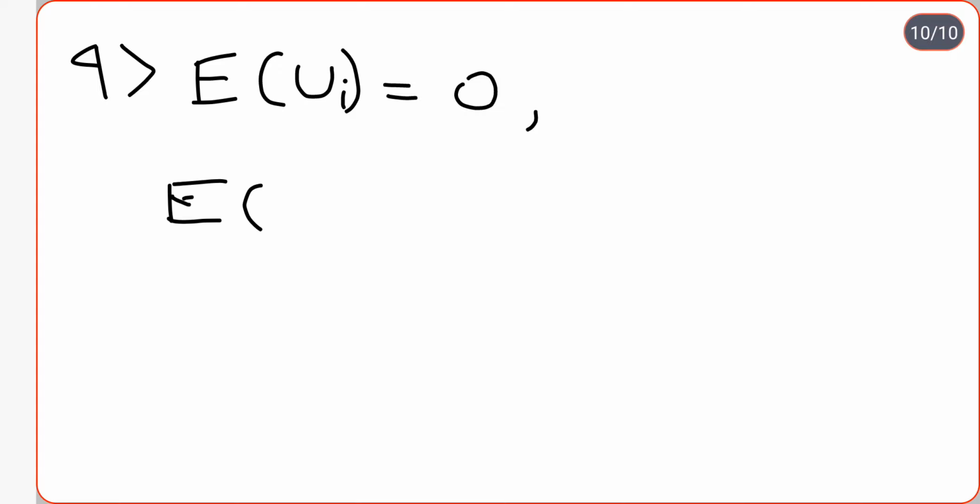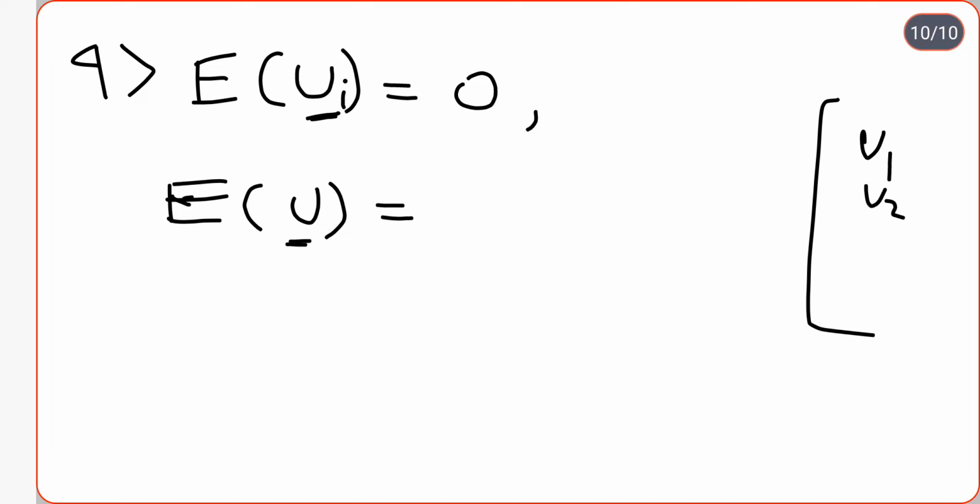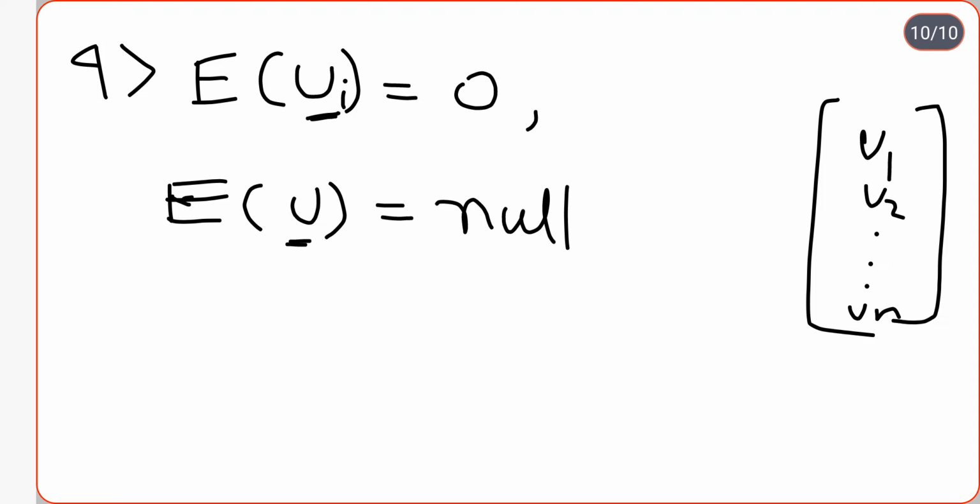But expectation of u, here this u is not an error term only, it is the vector of the error terms. U is nothing but u1, u2, and it goes up to un. So it is the vector of error terms, right? So expectation of u is basically null here. It is not like a single 0, it is null. That means it is like 0 0 0 0 and it goes up like that. Okay, so I hope this is clear. This is the fourth assumption.